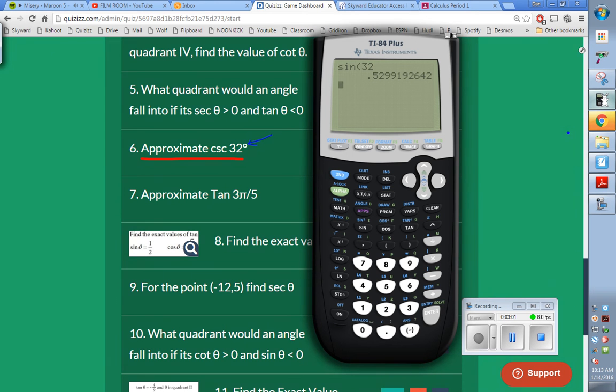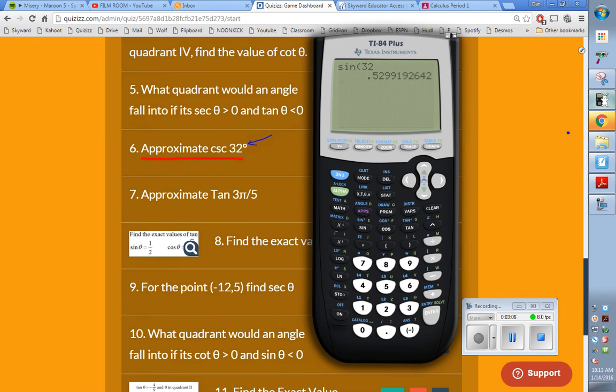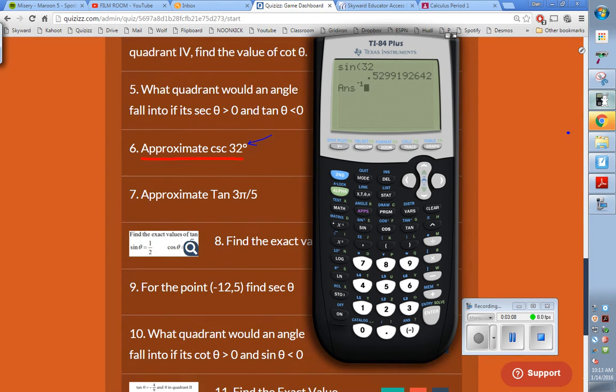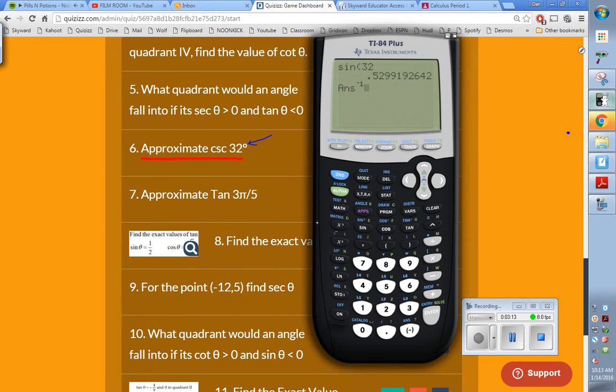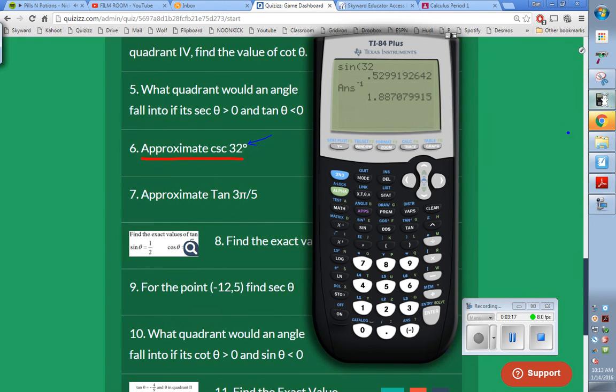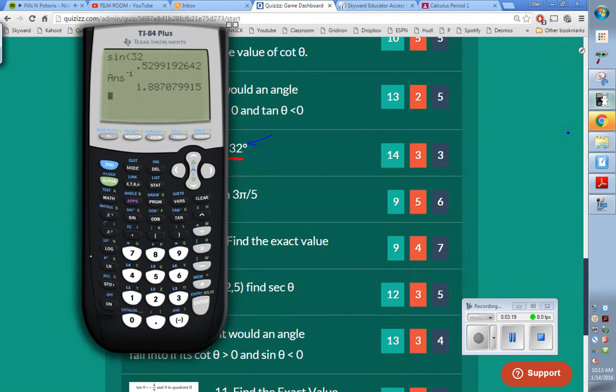That is not my answer. That's sine of 32. If I want to get cosecant, I want to do the reciprocal of that. Remember, you have that reciprocal button. It's right here, that x to the negative 1 button. So we hit that, and we hit enter. We get 1.887, or 1.89, which was the correct answer there.